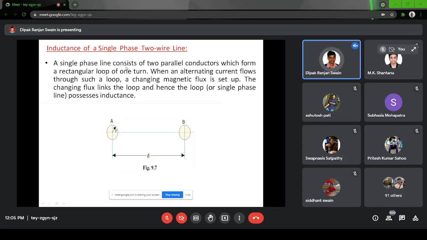A single phase line consists of two parallel conductors which form a rectangular loop, a loop of one turn. When an external current flows through such a loop, a changing flux is set up. The changing flux links the loop and hence the loop possesses inductance. Now see how the calculation will be done. First we will do the calculation for conductor A, then we will do the calculation for conductor B.